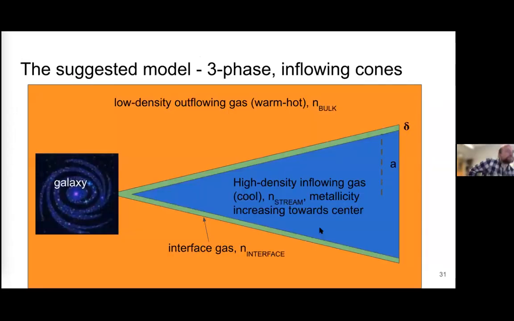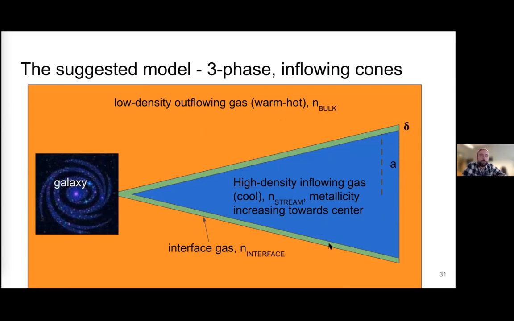And so what are we going to do with this? In the last couple of minutes, I'm going to talk about our possible model for how we're going to use this, which is we have 3 phases. We have this low density outflowing gas, which is orange here. We have this high density inflowing gas, which is blue, and it has a certain characteristic size of the stream A with a certain sized interface layer delta. And so what we're going to do with this is say that most ions can be regulated by this shape.